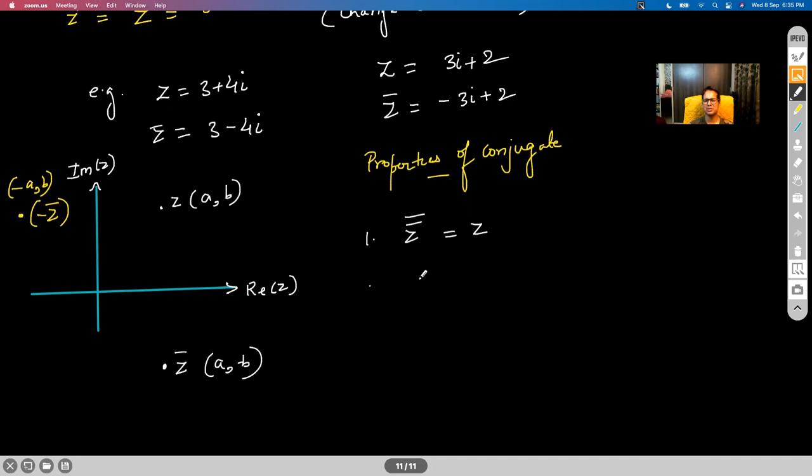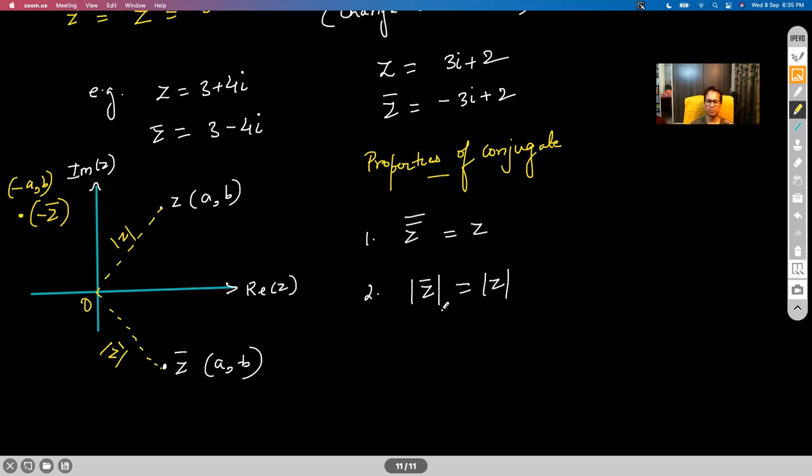Second thing that you will observe here is that the modulus of the conjugate and the modulus of the complex number will be the same. That means the distance of z from the origin, whatever this distance is, and the distance of z conjugate from the origin, that means this distance, they will be the same. Correct? Of course, mirror image, congruent triangles will be formed, if you directly connect this.